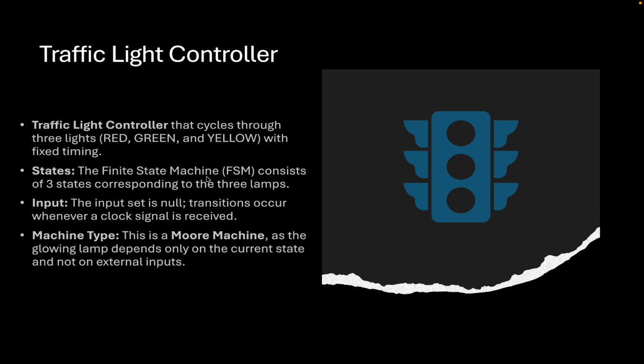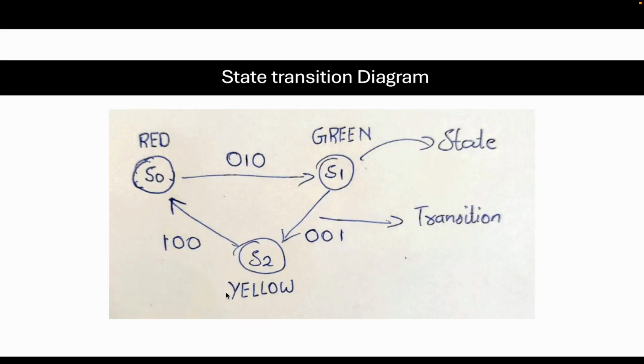Here you have the FSM. It consists of three states corresponding to the three lamps. The first input is set as null, that is 000. Transitions occur whenever a clock signal is received. Here it is only a Moore machine, as the glowing lamp depends only on the current state. Based on the state transition, you are seeing the output change, not on any external inputs.